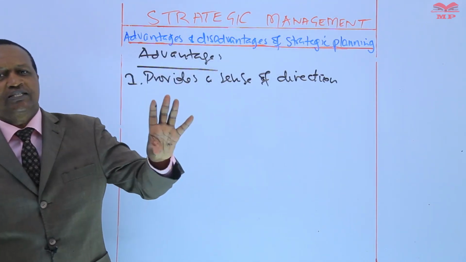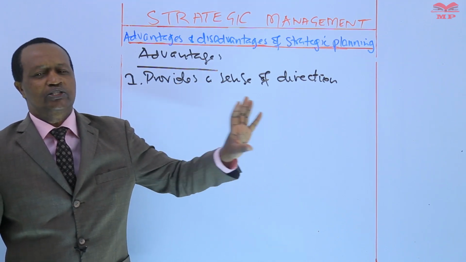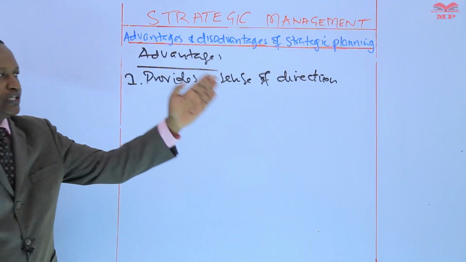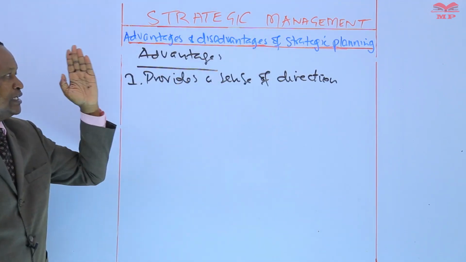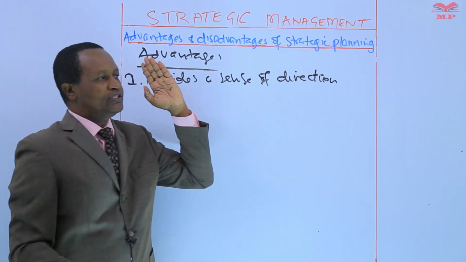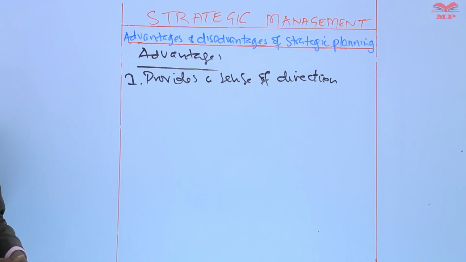So when that is done, everyone involved in the organization knows the direction the organization is moving towards. So everyone is focused on one thing. There is a sense of direction. So everyone pulls towards the same direction. That's one advantage of strategic planning.